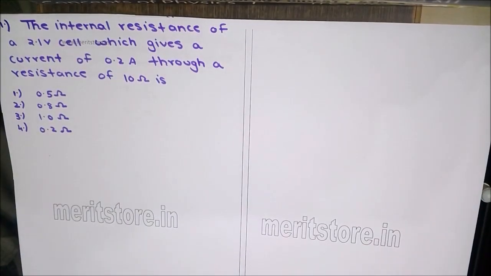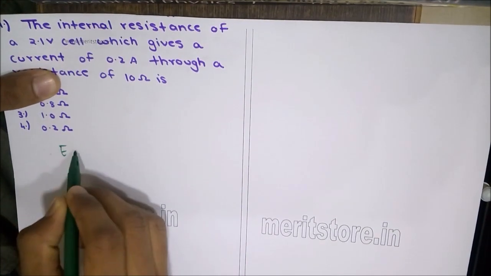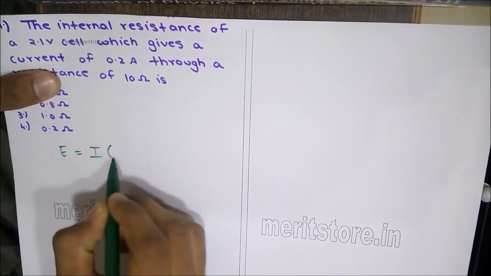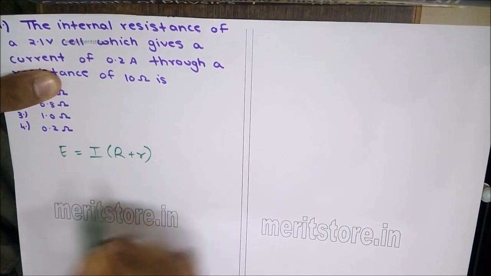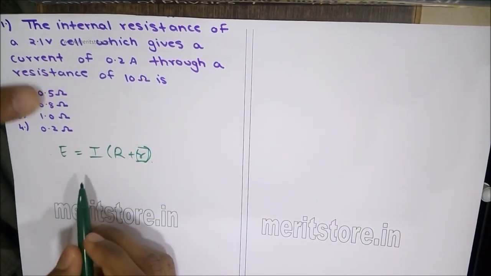The internal resistance of a 2.1 volt cell which gives a current of 0.2 amperes through a resistance of 10 ohms is. We have four options: 0.5 ohms, 0.8 ohms, 1 ohm and 0.2 ohms. Let us look at the basic formula. EMF equals current into external resistance plus internal resistance. Here we need to find out the internal resistance of the cell.